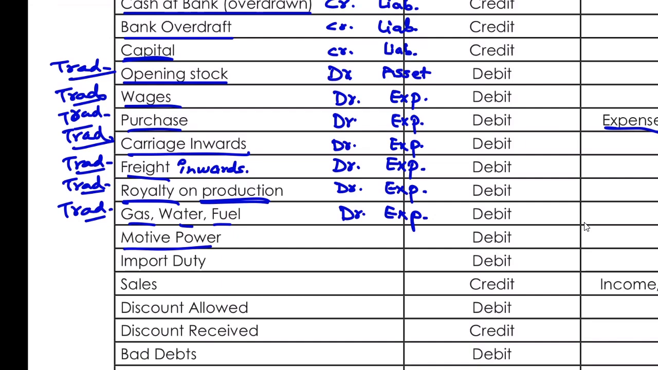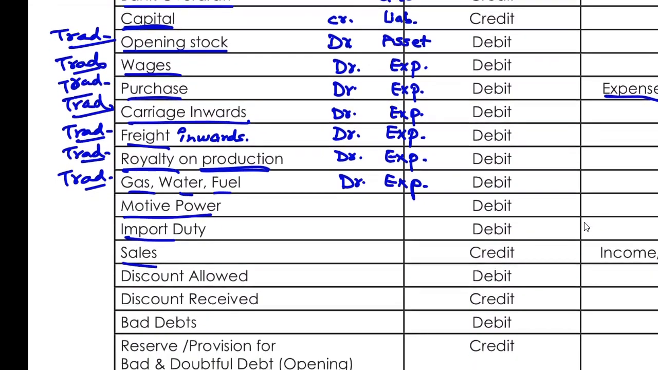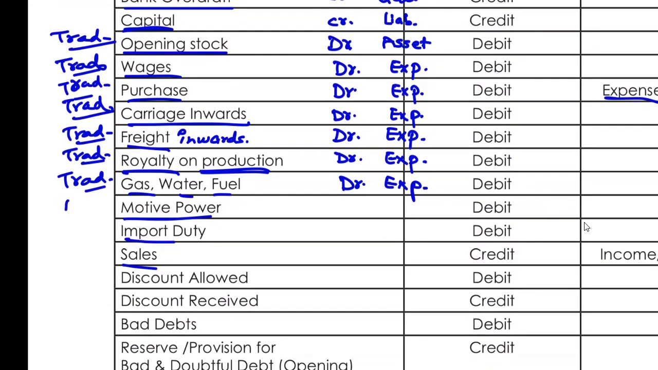Then we have power, import duty, sales. Everything here is a trading account item. Power, import duty, and sales. Debit, debit, debit. No, the sales would be credited. Sales would be credited because it is an income.